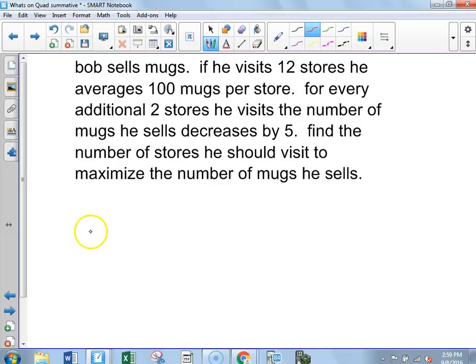Again, stupid questions. I made them up quickly. Bob sells mugs. If he visits 12 stores, he averages 100 mugs per store. For every additional 2 stores that he visits, the average number of mugs he sells per store decreases by 5. Find the number of stores he should visit to maximize the number of mugs he sells. Now, I was nice and made a chart already on your test. How nice is that? Does anybody know what the little chart would have for this one?